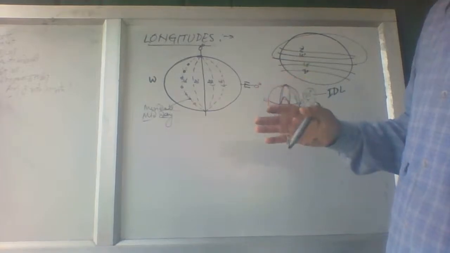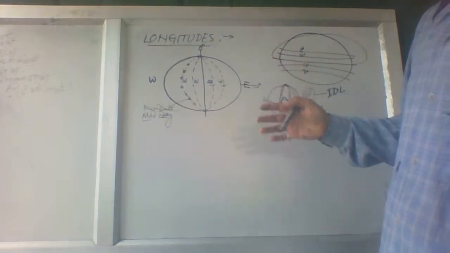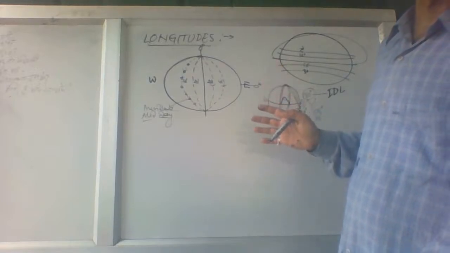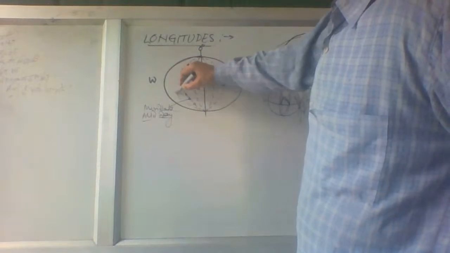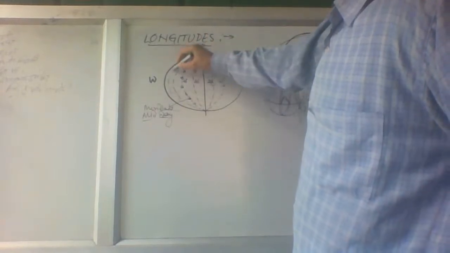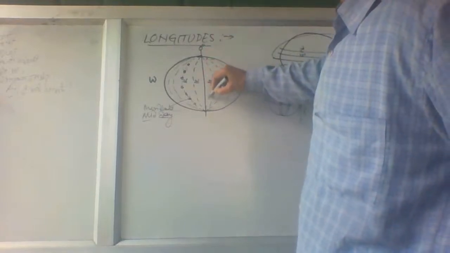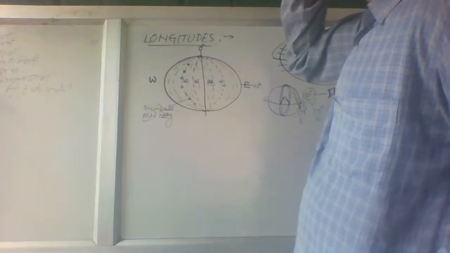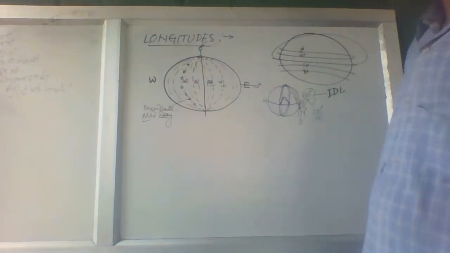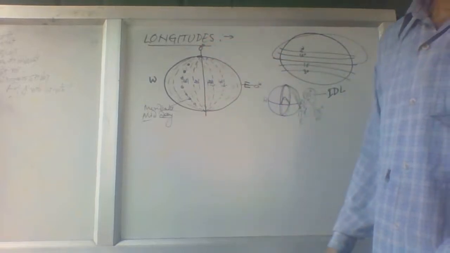Thus, on the globe, we see 360 semicircles drawn through the equator and converging at the poles, north and south poles. All are 180 degrees and they are all converging at this one. Converging means they are meeting up at this point. They all are meeting at the North Pole and the South Pole.